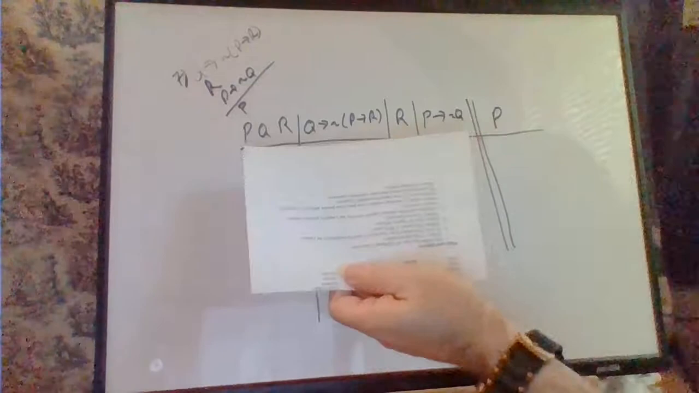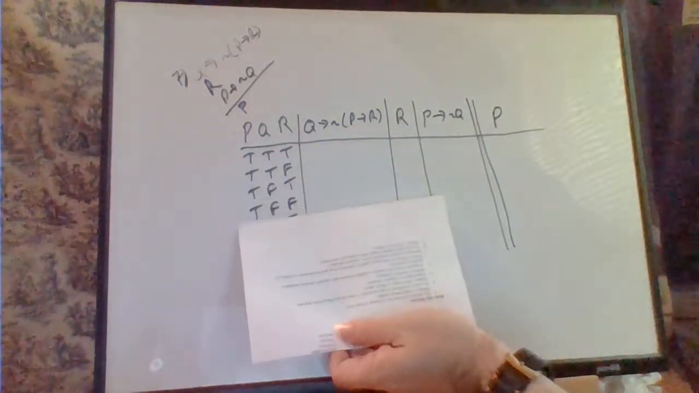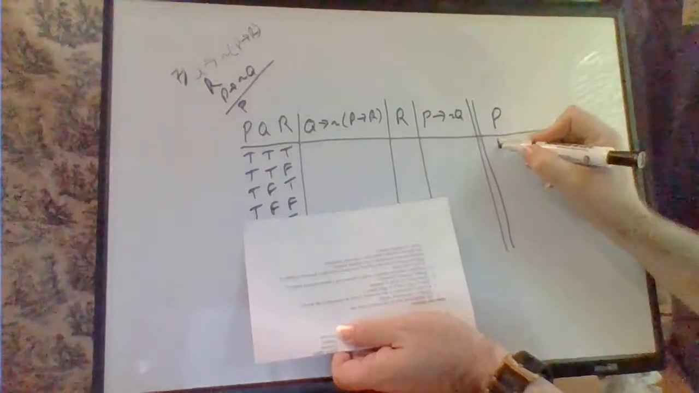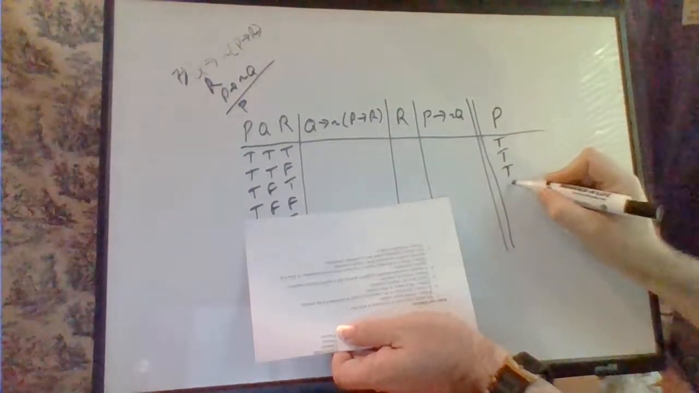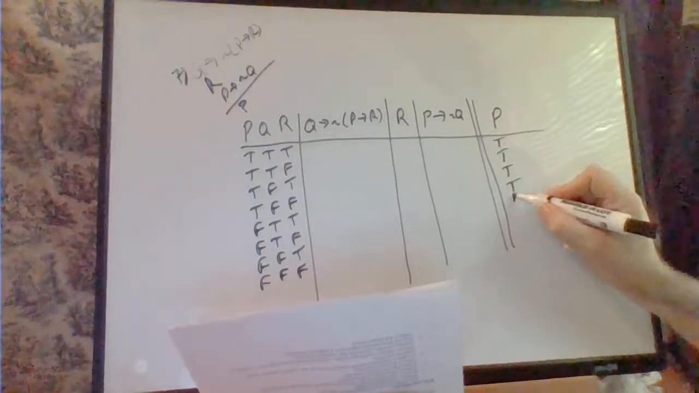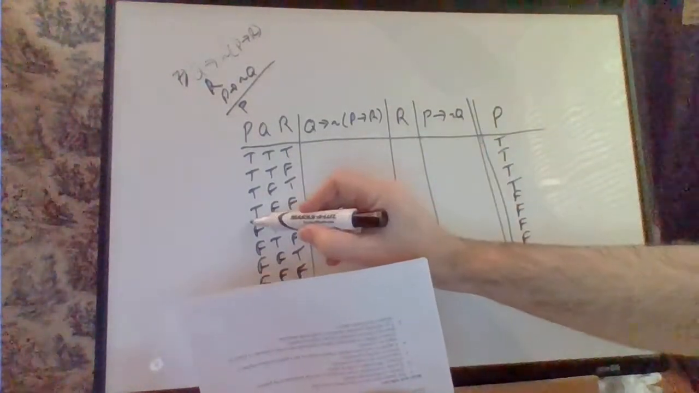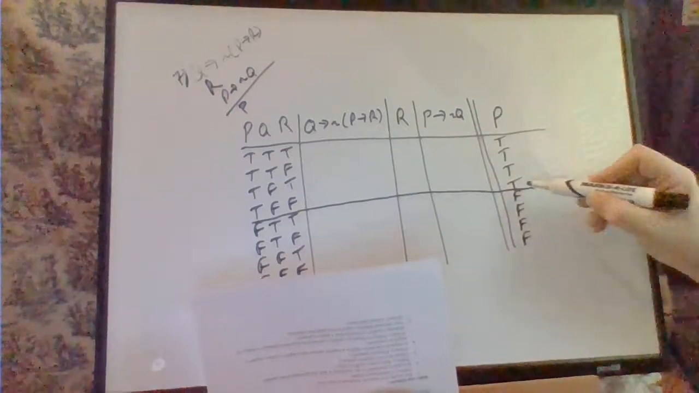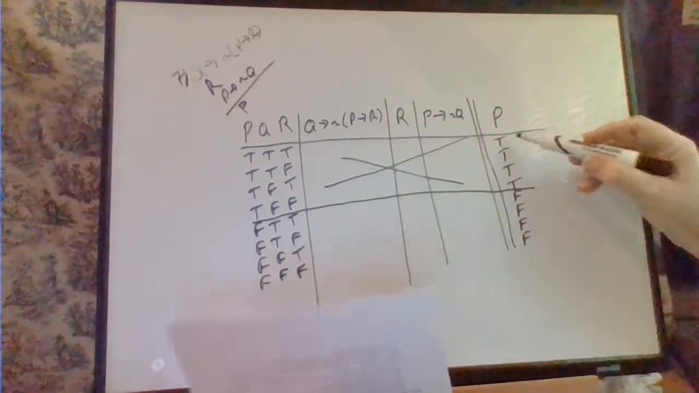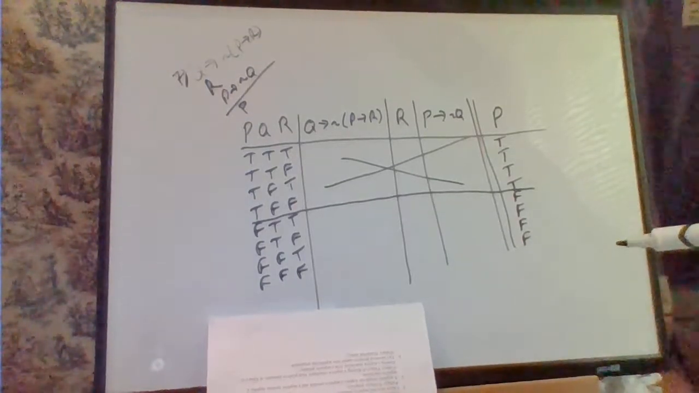Now, remember what I pointed out to you earlier. In the first four lines, P is true. And in the last four lines, P is false. So, the first four lines we don't care about because the conclusion's true. It can't prove it invalid. We only have to look at the last four. That is going to cut our workload down a little bit.